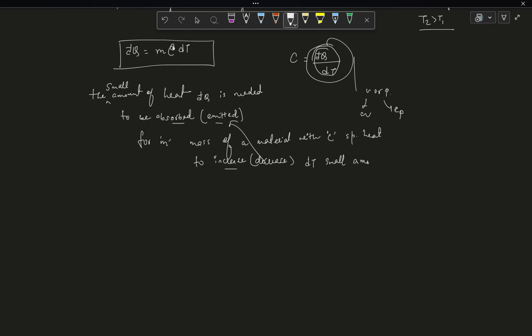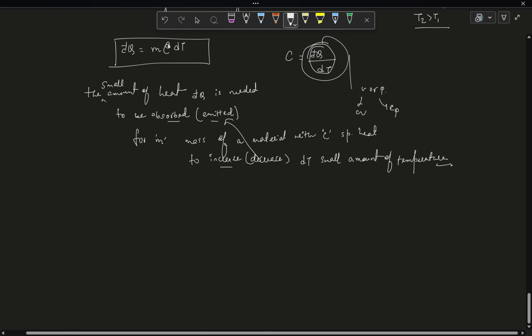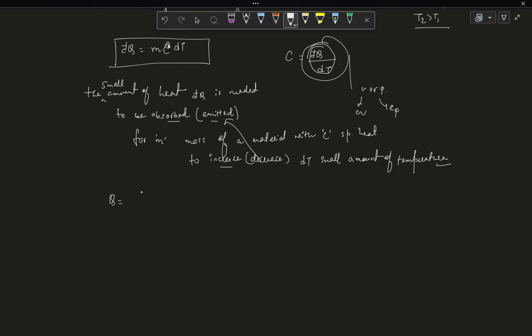small amount of temperature of the system. Now in our case, they have particularly mentioned that we have to increase the temperature, so dt is positive here. So dq will also be positive, that means you have to absorb the heat to increase the temperature. Now if dq is this, then the total amount of heat that will be needed for any temperature increase will be just an integration over q from one state to the second state, right?